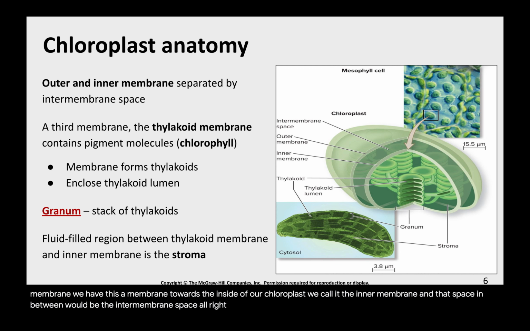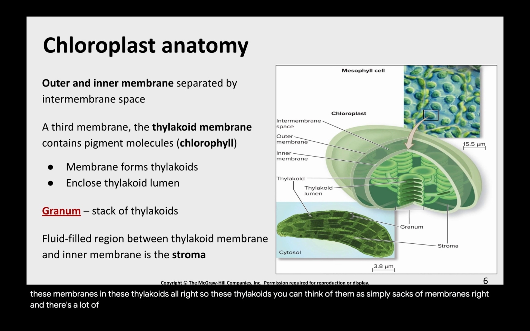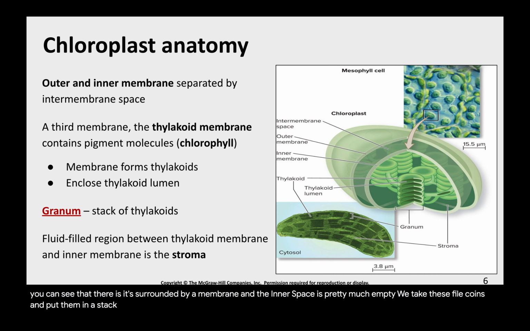What the membranes we're most concerned about for photosynthesis are these membranes in these thylakoids. So these thylakoids, you can think of them as simply sacs of membranes. And there's a lot of them here. So a single thylakoid would be one of these little discs here. If you cut those discs in half, you'd see that it's surrounded by membrane and the inner space is pretty much empty. If we take these thylakoids and put them in a stack, we would call this a granum. And then outside of these thylakoids, all of this space would be the stroma.